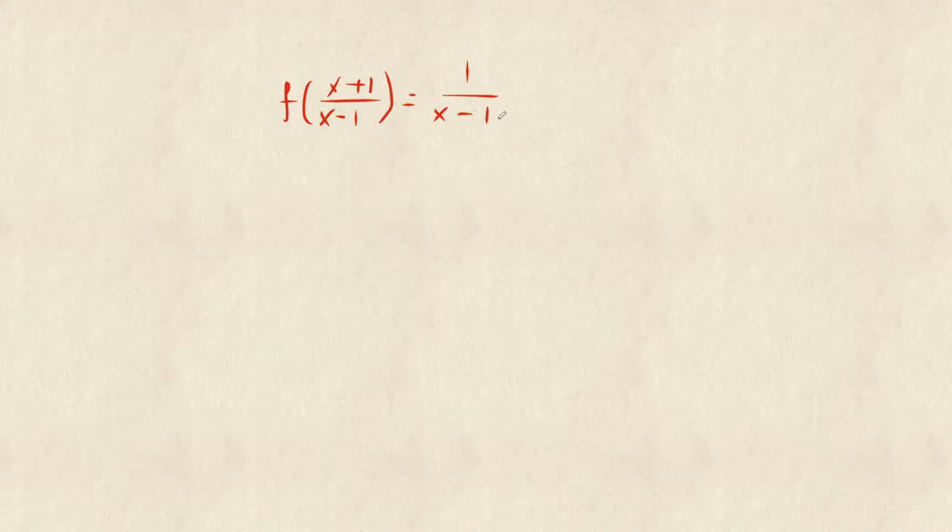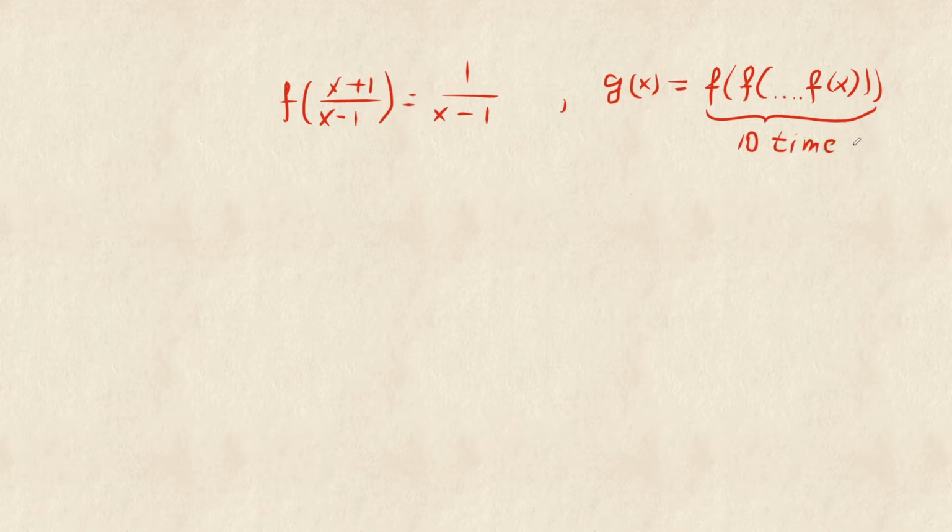Then g of x we have as a tenfold of f of x, where we apply f of x to itself 10 times. We can write it as f of f and so on of f of x. And this process repeats 10 times. So basically we have to take a function of itself 10 times.